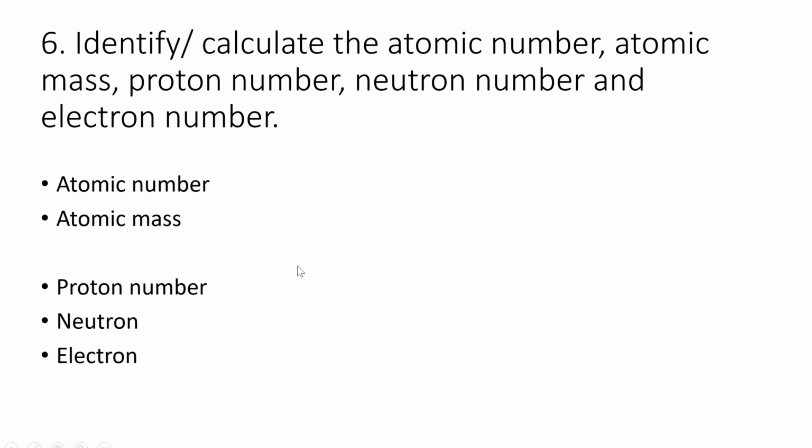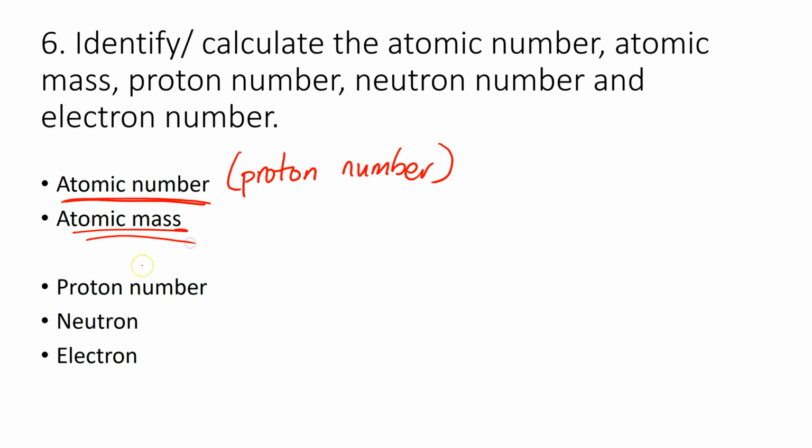Next, calculate the atomic number, atomic mass, proton number, neutron number, and electron number. We know that atomic number is just the same as the proton number. It's like an index. So we organize every element that we know in the world by how many protons they have, and we give them the number. So if you are the first element, you must have 1 proton. If you are the 5th element, you have 5 protons. So atomic number is just a number that we give them, an index number.